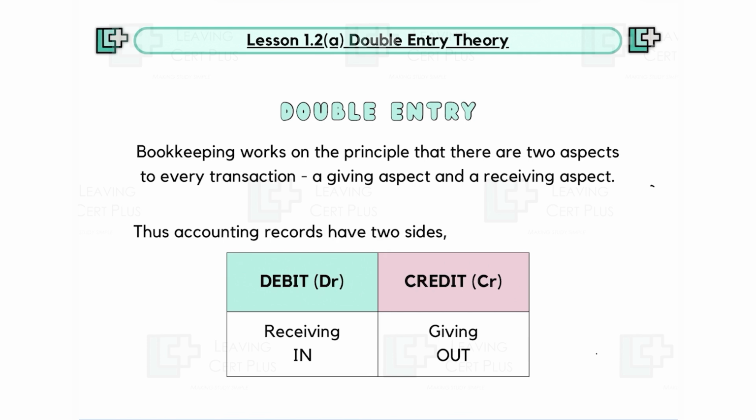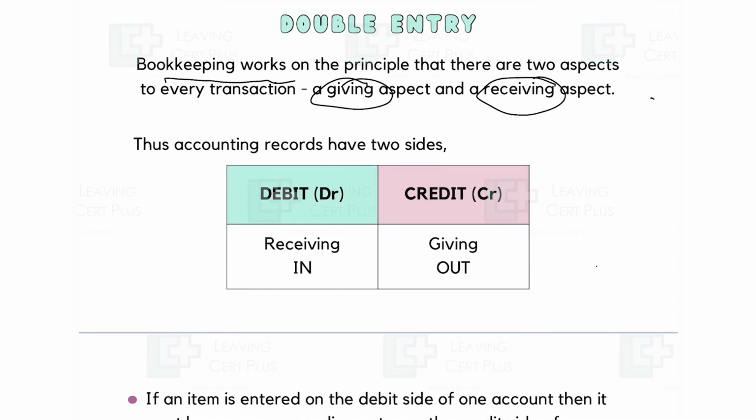So bookkeeping, which is financial accounting, is based on the principle that there are two aspects: a giving aspect and a receiving aspect. In everything that we do, even if you buy something, you're giving money and you're receiving something. That's a cash transaction. So every accounting transaction has two sides, a giving and a receiving. Now, we're not really going to be calling them giving and receiving. We're going to be calling them debits and credits from here on in.